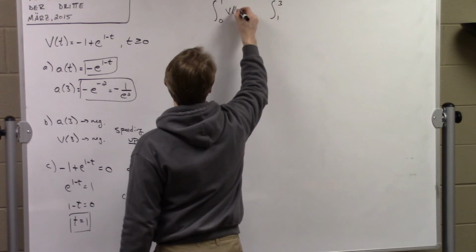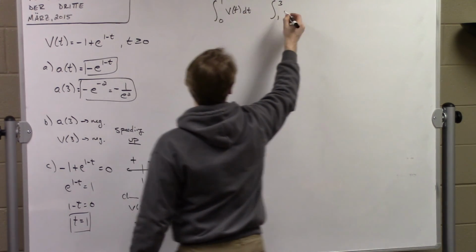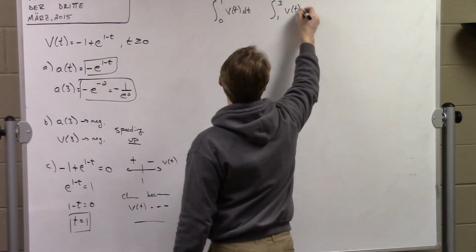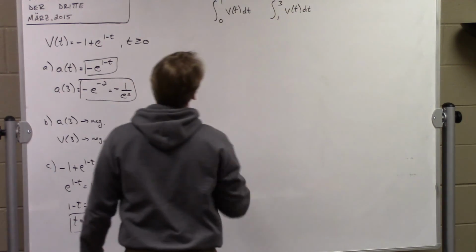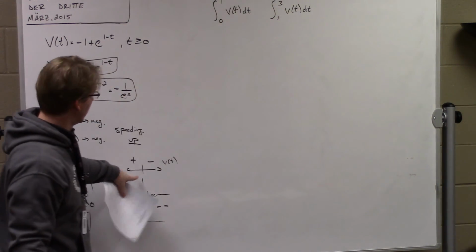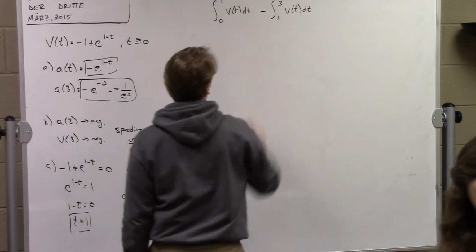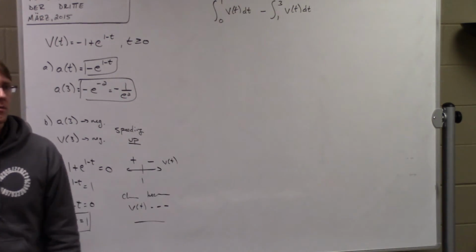V of t. I don't feel like recopying, but there's that. This one is going to be the positive one, and this one's going to be the negative one, so I need to flip-flop that around. Do the math, Bob's your uncle.